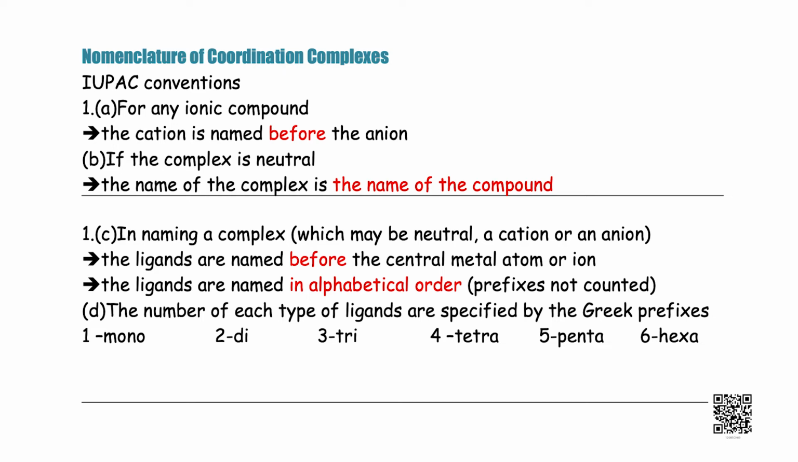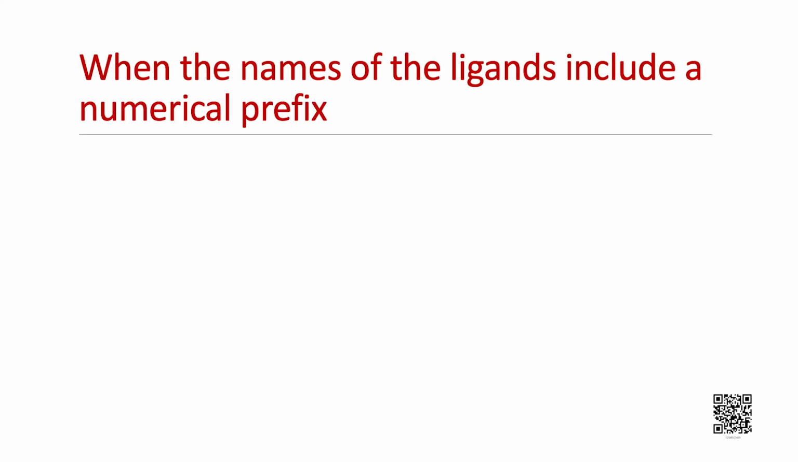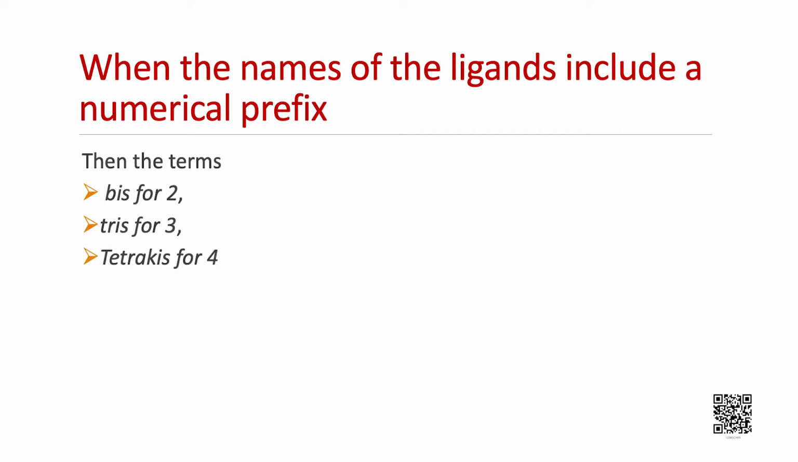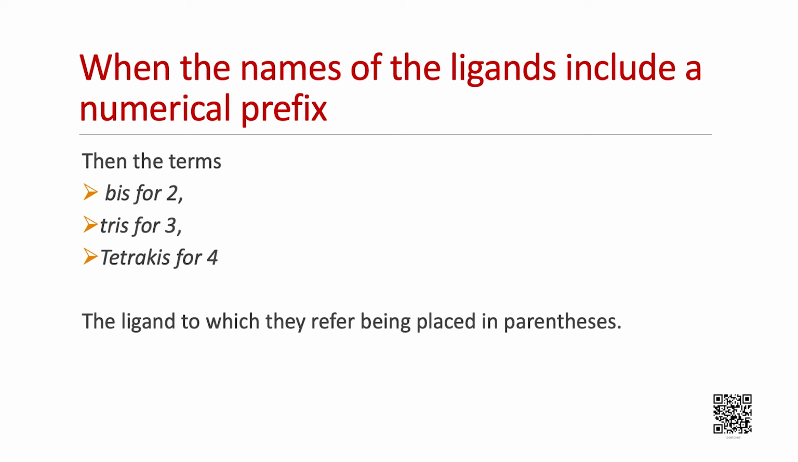For example, 1 stands for mono, 2 di, 3 is represented by tri, tetra for 4, penta for 5, hexa for 6, and so on. When the names of the ligands include a numerical prefix, then terms like bis for 2, tris for 3, and tetrakis for 4 are used, the ligands to which they refer being placed in parentheses.